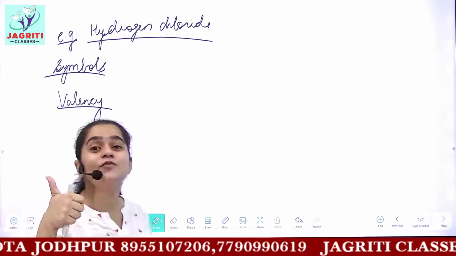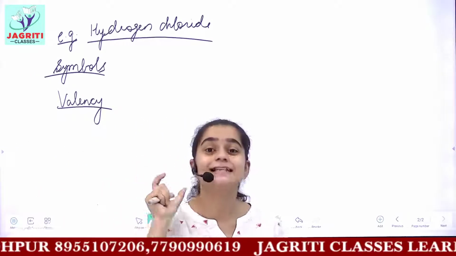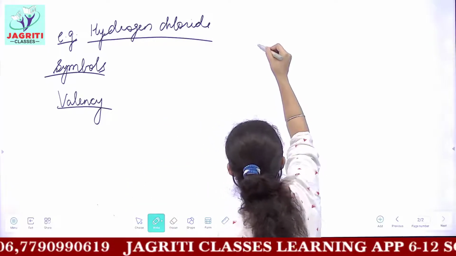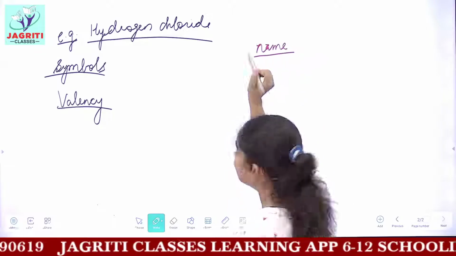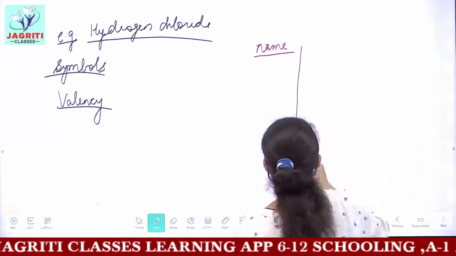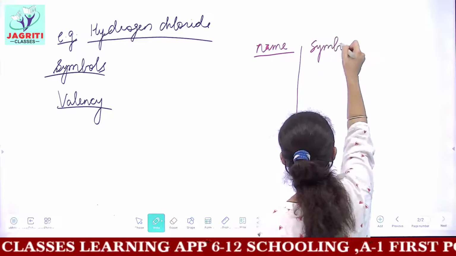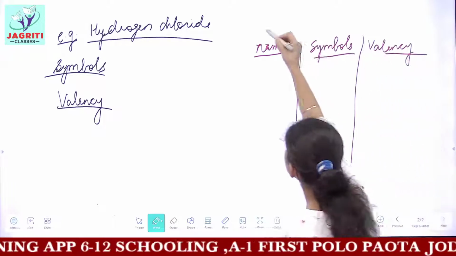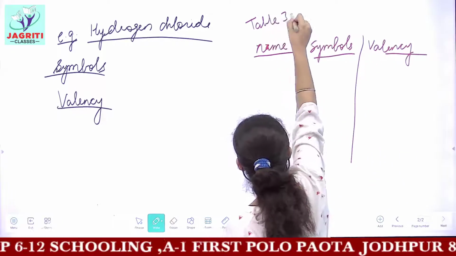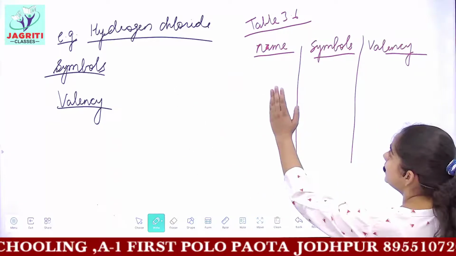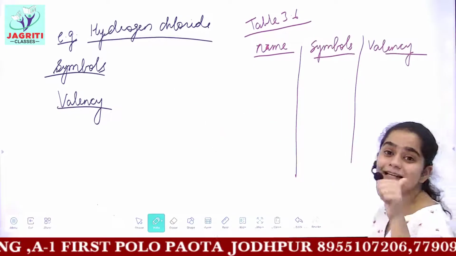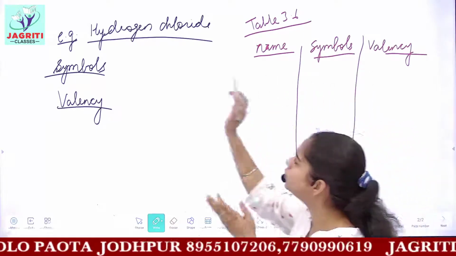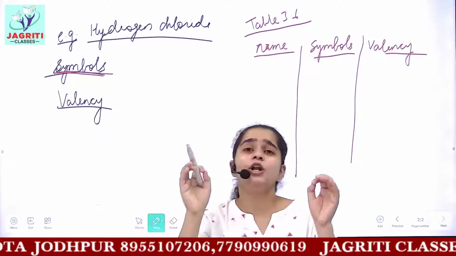For knowing the symbols and valency, a table, table 3.6, is given in your books. I'll discuss that table in brief. There the name of the elements is given, and then you have its symbols and their valencies. This is table 3.6 of the book which we are discussing now. In it, the name of the element, their symbols and valencies are given. You have to learn that table. If you once learn this table, then you can very easily make the formula of any compound given.